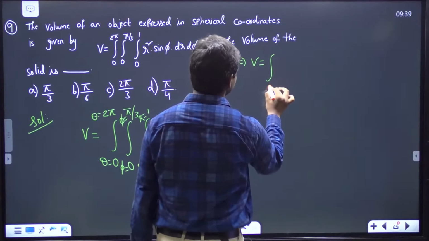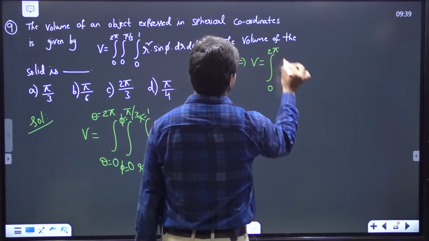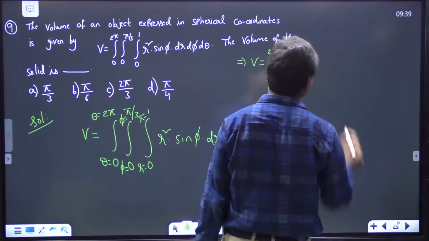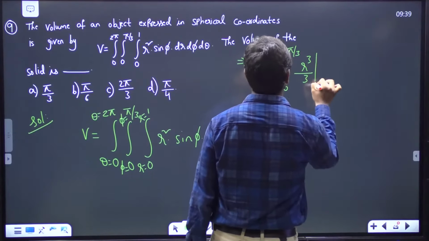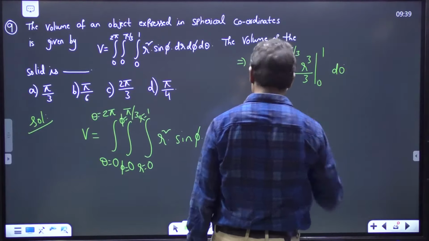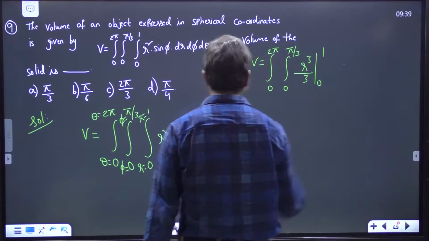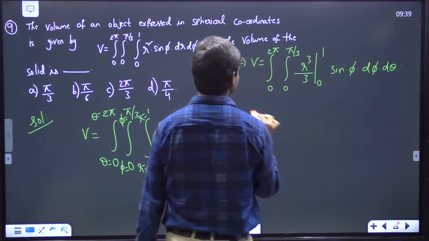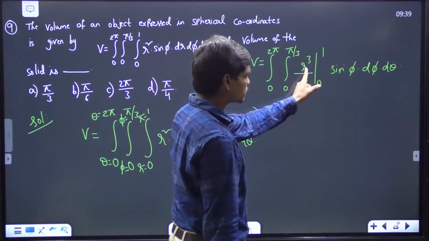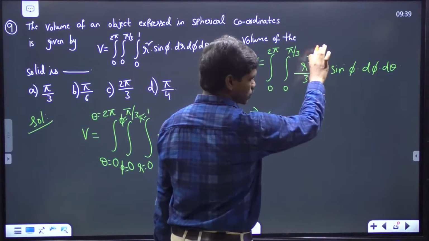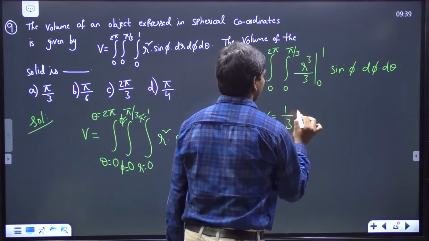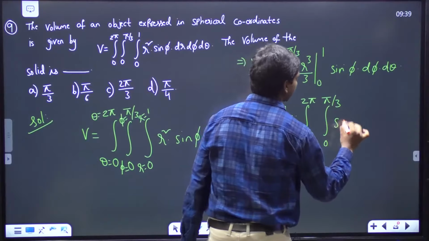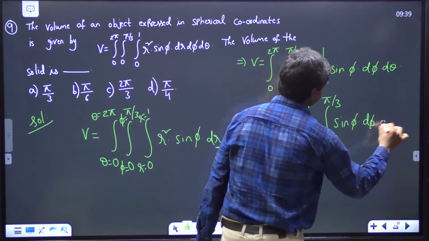V is equal to integral 0 to 2 pi, then integral 0 to pi by 3 into, now integration of this r square is r cube by 3 within the limits 0 to 1, d phi, we have sin phi again here. So sin phi into d phi d theta. Correct? So now if you substitute this 1 and 0 here, you have 1 by 3 which is a constant. So bringing out that 1 by 3 constant, we have integral 0 to 2 pi, integral 0 to pi by 3 sin phi into d phi d theta.